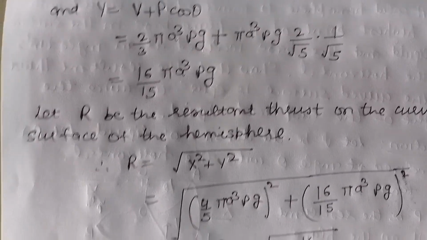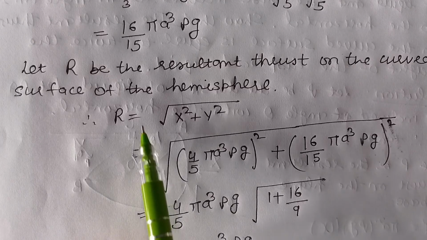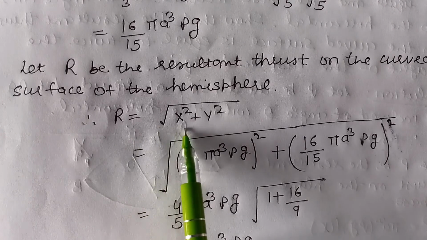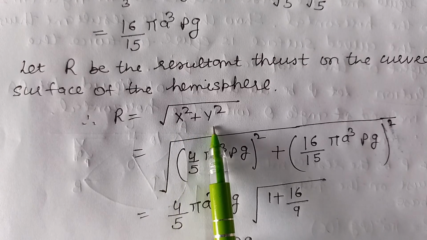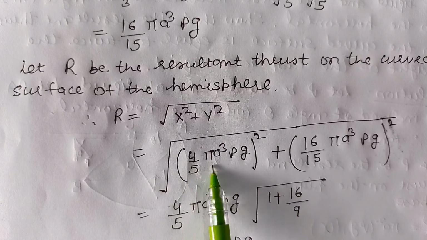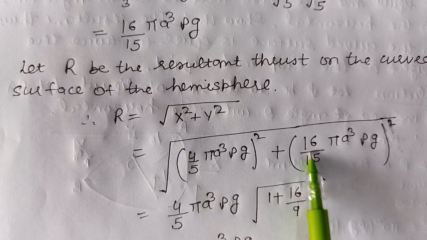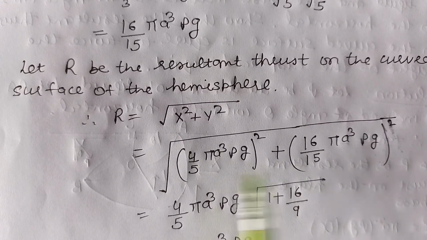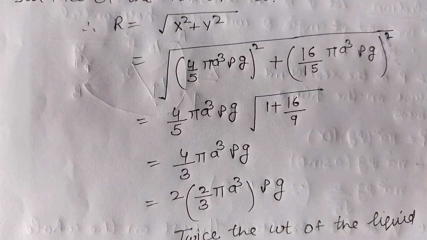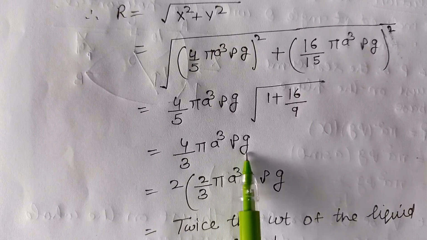Now let us take R as the resultant thrust on the curved surface of the hemisphere. By definition, it is given by the square root of x square plus y square. We can put the values of x and y here. X is 4 by 5 pi a cube rho g, and y is 16 upon 15 times pi a cube rho g. Simplifying this, we get the value of R, which is 4 by 3 pi a cube rho g.